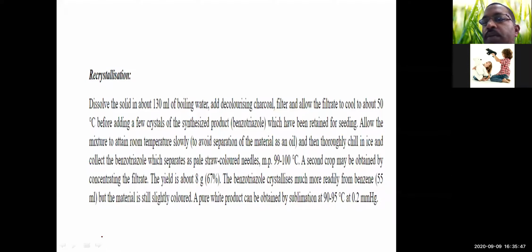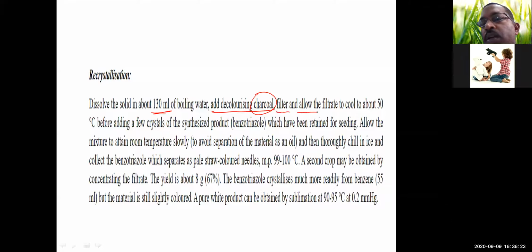Okay, here we have the recrystallization method using water. So dissolve the solid in about 130 ml of boiling water and add decolorizing charcoal. Charcoal is the agent which decolorizes. If there is any coloring matter present which is not part of the product, it gets adsorbed onto the charcoal, and the colored impurity will be removed.